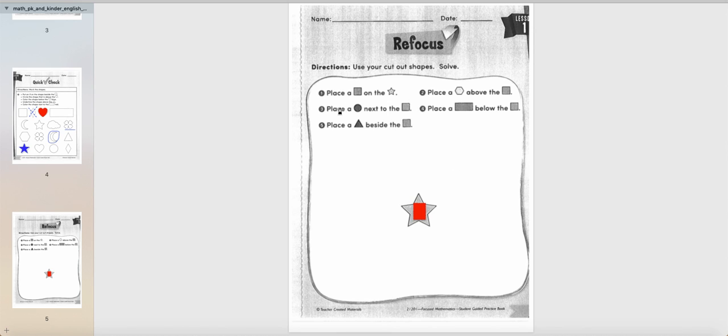Okay. Number 2, place a hexagon above the square. So we're going to go ahead and draw a hexagon above the square. So we're going to draw it up here. A hexagon has 6 sides. So 1, 2, 3, 4, 5, 6.